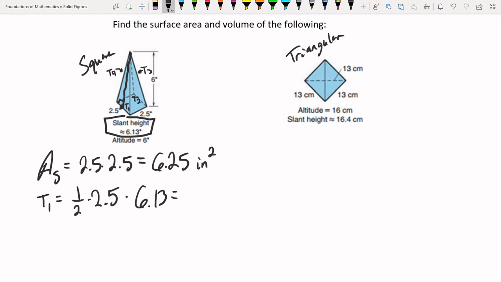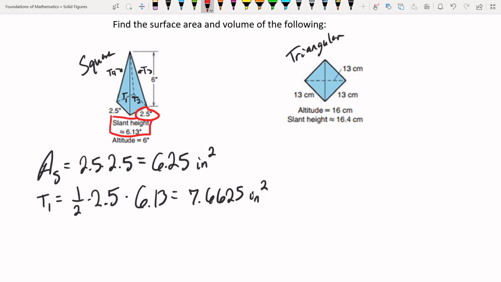0.5 times 2.5 times 6.13 gives us 7.6625. This is inches squared. And you'll notice that this is the exact same thing for each of the sides. T2 has a base of 2.5, and the slant height is given as one thing, so you can assume that all the sides have the same slant height.